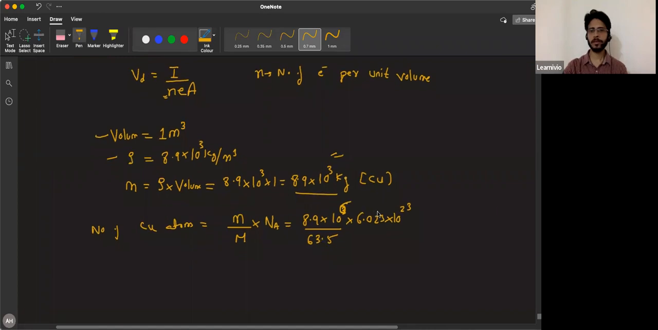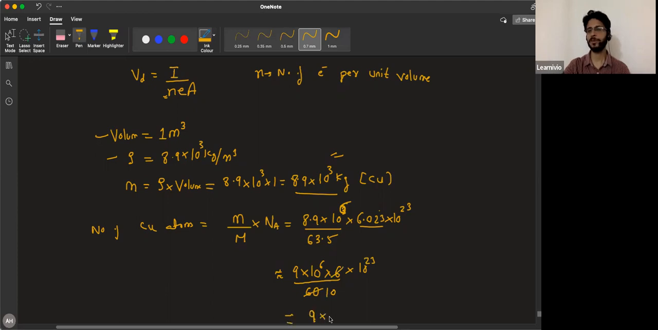So let's take some approximations. I'm taking a few approximations just to simplify the calculations. I'm rounding off this 8.9 to 9. So it's 9 into 10 raised to the power 6. Then I will round off this 6.023 to 6. I'm doing this just to simplify the calculation. This 63.5, I can write as almost 60. 6 will cancel this 10. So this is almost 9 into.